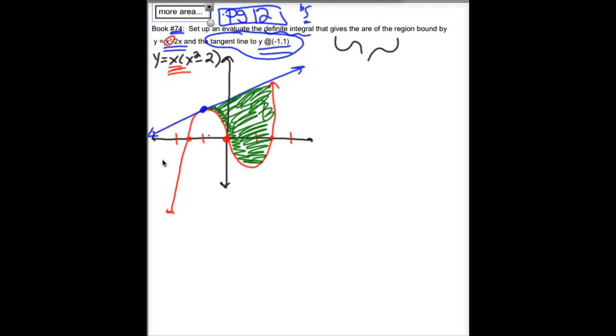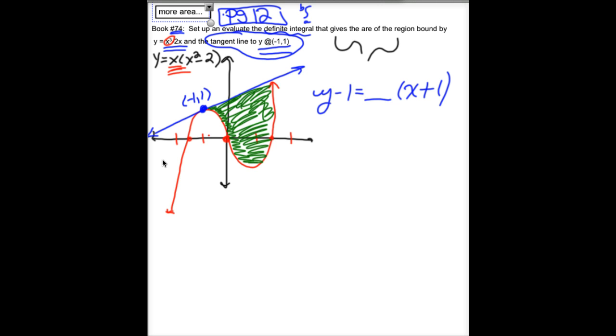So here's what I've got going. I know it goes through the point (-1, 1). So I would say y minus the y I know is equal to the slope times x minus the x I know. The only thing I need is the slope of this tangent line, and the slope of a tangent line is the derivative. So I need to find the derivative of the curve at that point.